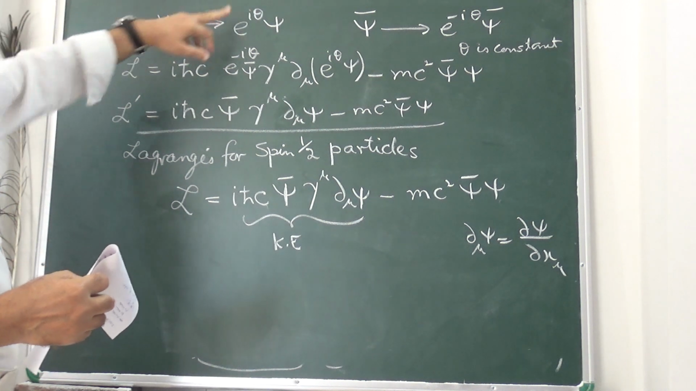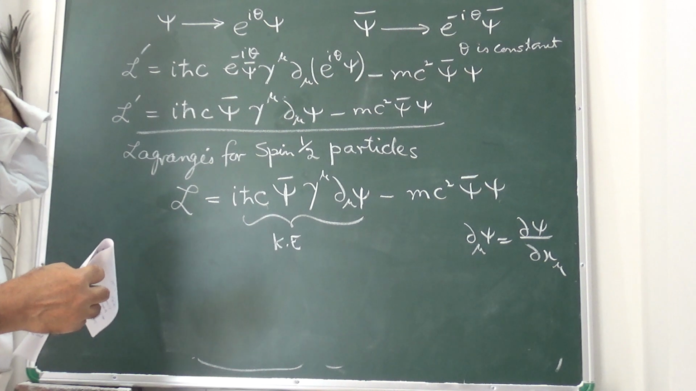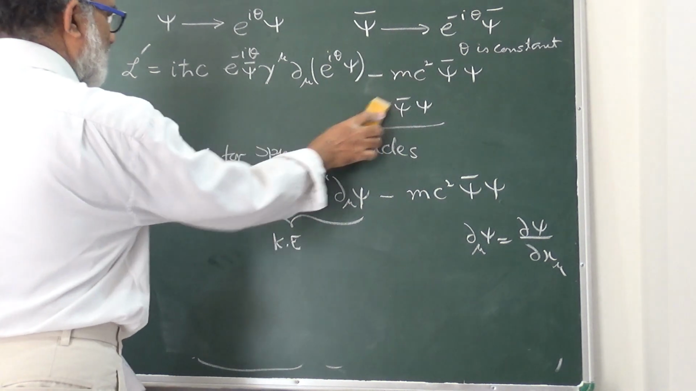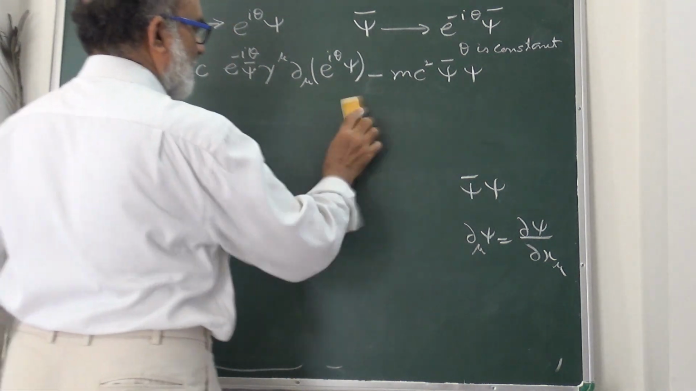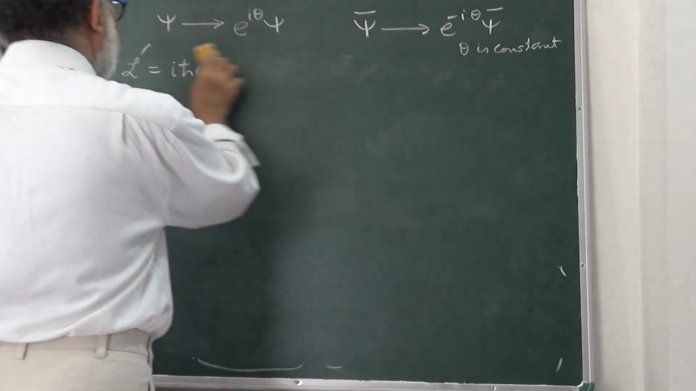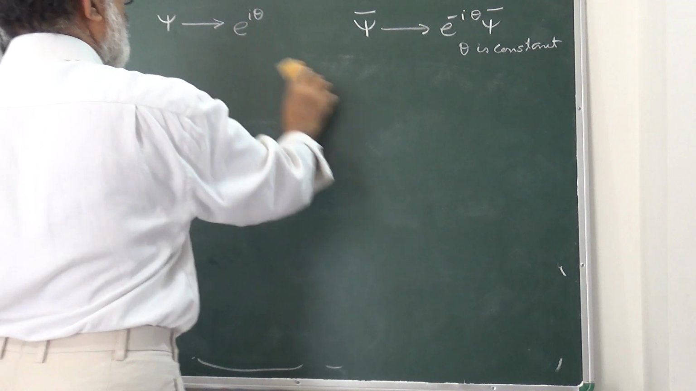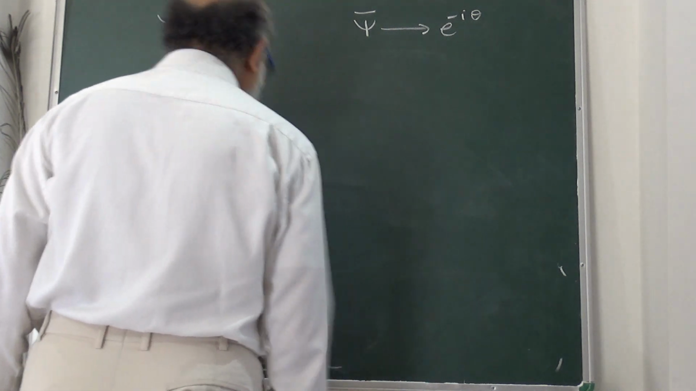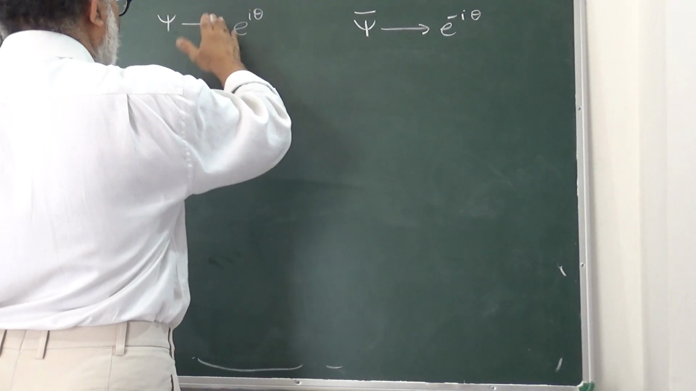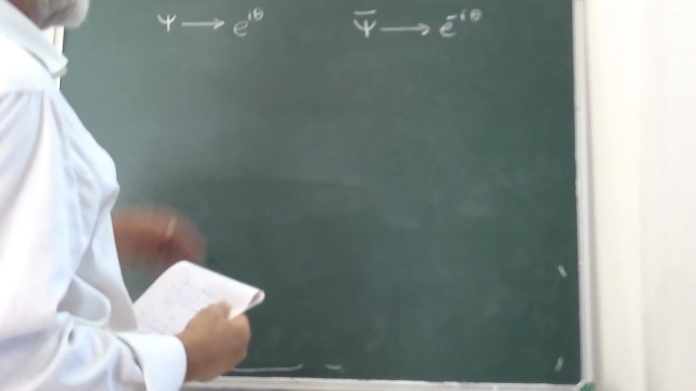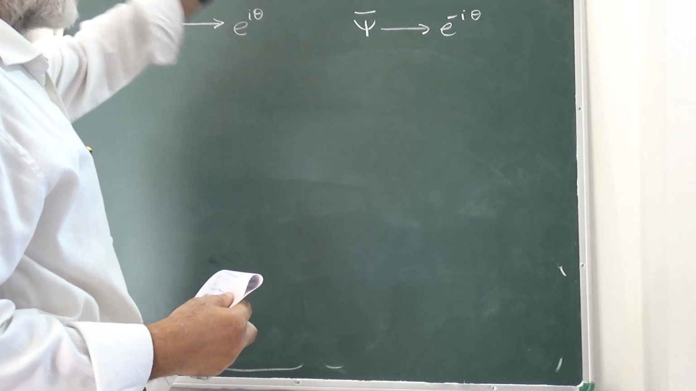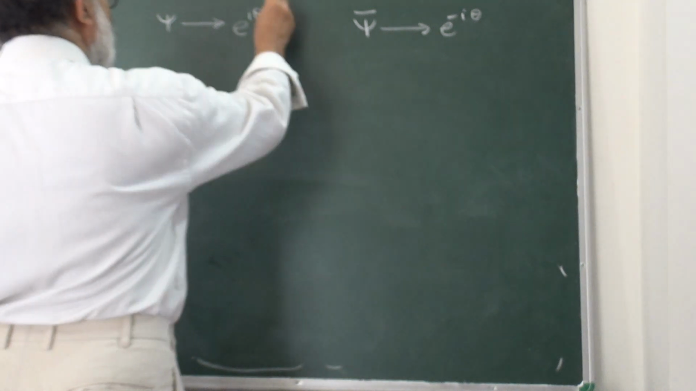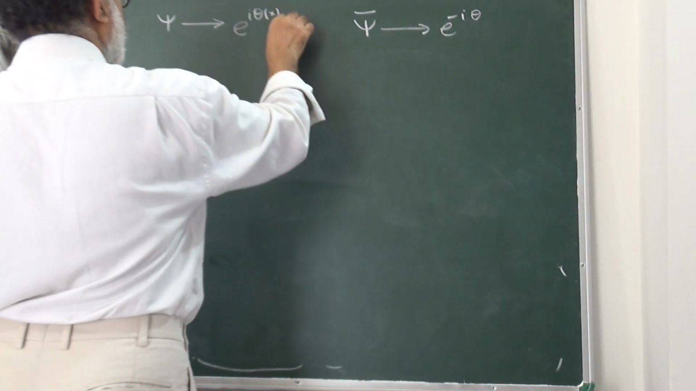Now suppose this phase factor is not constant but varies, depends upon x, where x is space time. Now suppose that this type of transformation where theta is constant, the transformation of phase factor, is called global gauge transformation, and globally it's the same. Now if you want to change, suppose theta varies with space time.